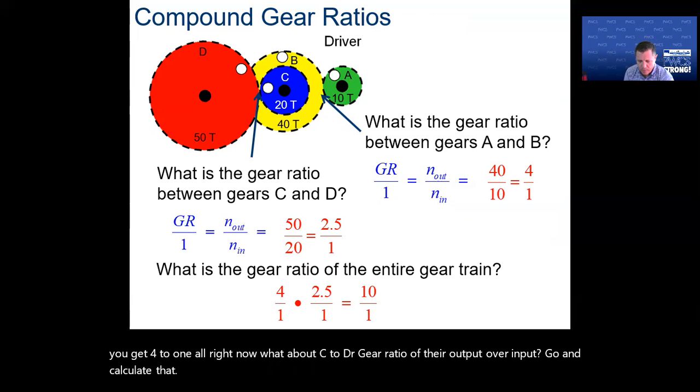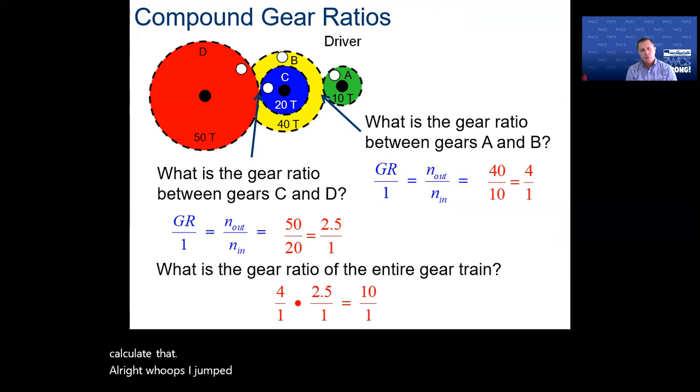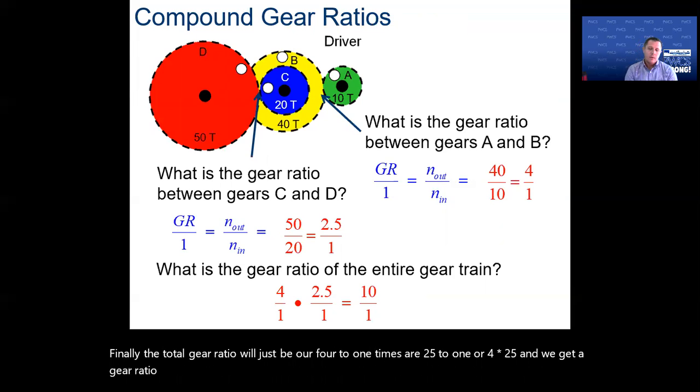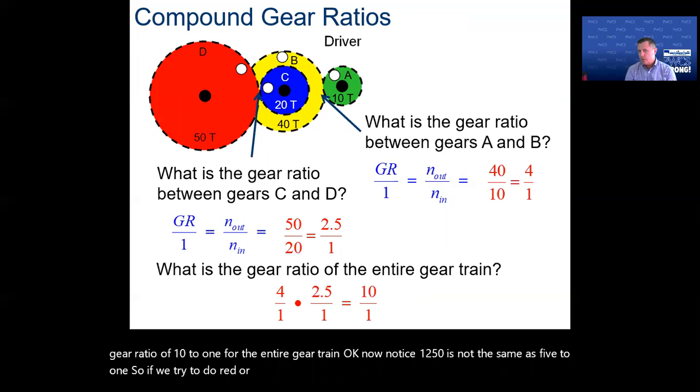All right. Whoops, I jumped ahead. But we have 50 over 20, so you get 2.5, the gear ratio of the second one. Finally, the total gear ratio will just be our 4 to 1 times our 2.5 to 1, or 4 times 2.5. And we get a gear ratio of 10 to 1 for the entire gear train. Okay, now notice 10 to 1 is not the same as 5 to 1. So if we try to do red or green to red, we'd get a different answer.